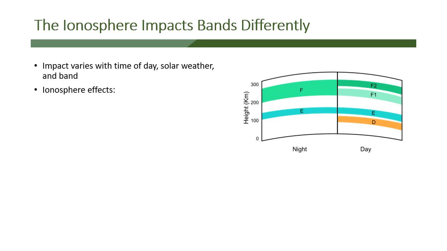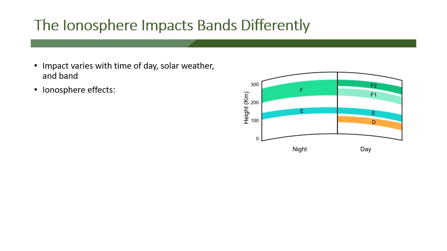So the ionosphere, because of its characteristics, impacts bands differently, and the impact varies, of course, as we just said, by the time of day. It also reflects the solar weather. So what's happening on the sun, solar flares, coronal mass ejections, etc., all affect the ionosphere because of how much energy it's pushing into the atmosphere, and therefore it affects radio propagation during the course of the day, during the course of the year, and during the course of different solar weather events.